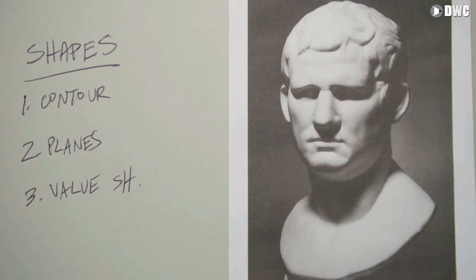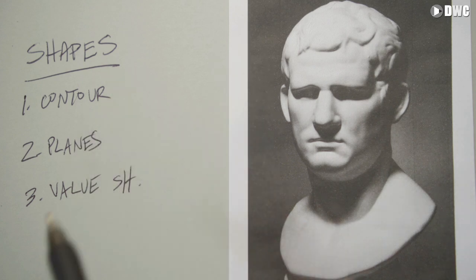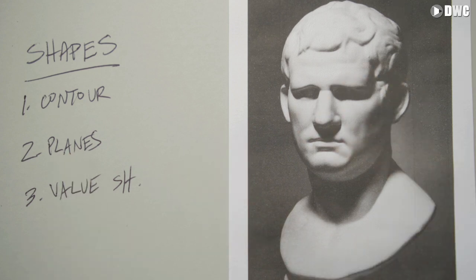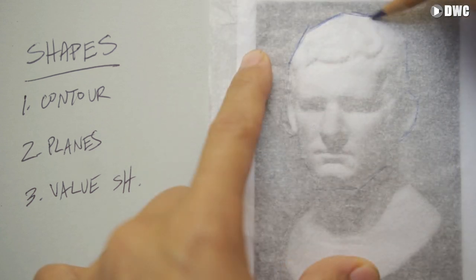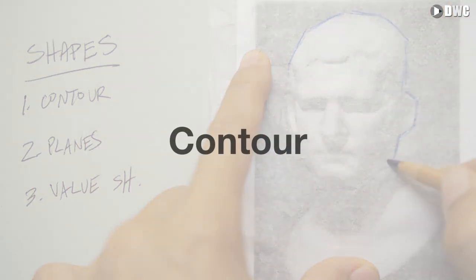So, contour, also known as silhouette, outline. Planes, we all know planes. Planes are flat surfaces, right? And value shapes. So, contour is interesting because contour can mean several things. So we all know contour, right? The outer shape of things is very important.